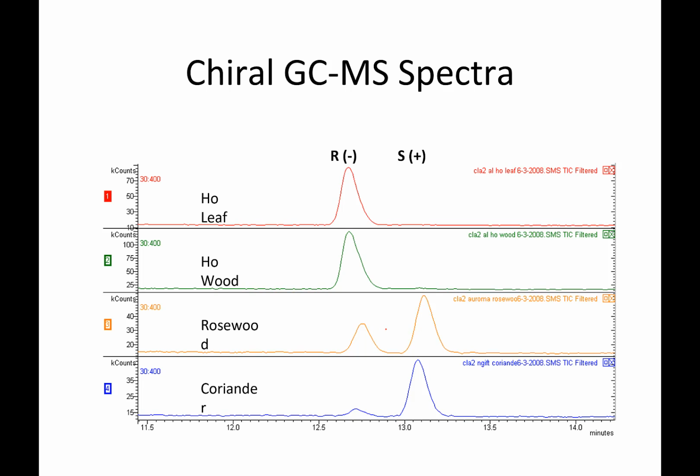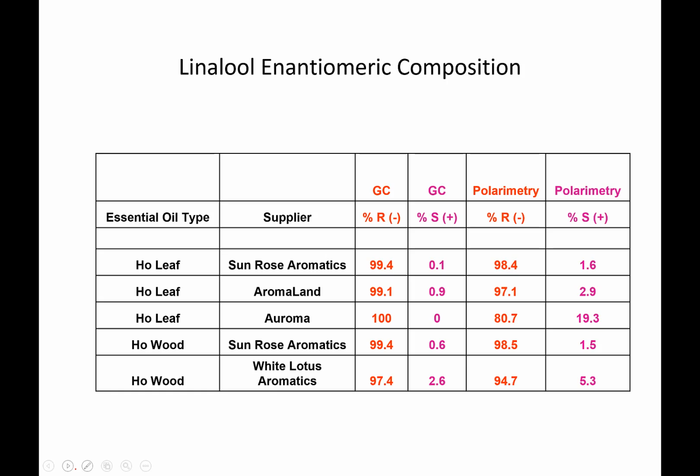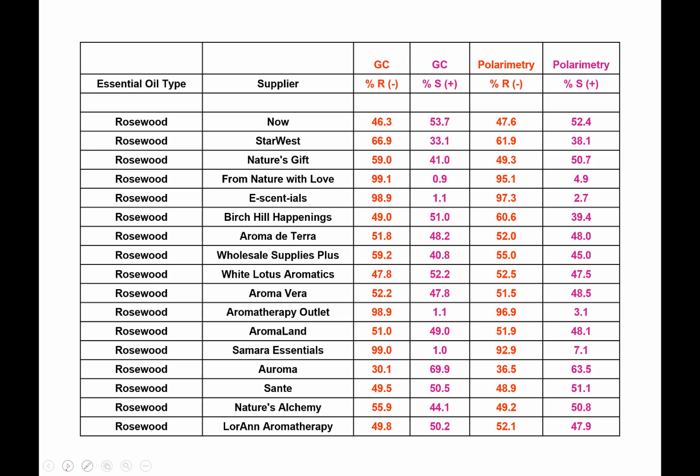So rosewood turns out to be a mixture of either plus or minus in different forms. It's never 50-50. It's always one or the other. Coriander is always the S plus with a small amount of the other. So I could use this information to actually track the authenticity of those essential oils. And we did that. What we found was there were some manufacturers selling things that were like 100% R minus for their rosewood oil, and that means they're using whole wood oil and not rosewood oil.